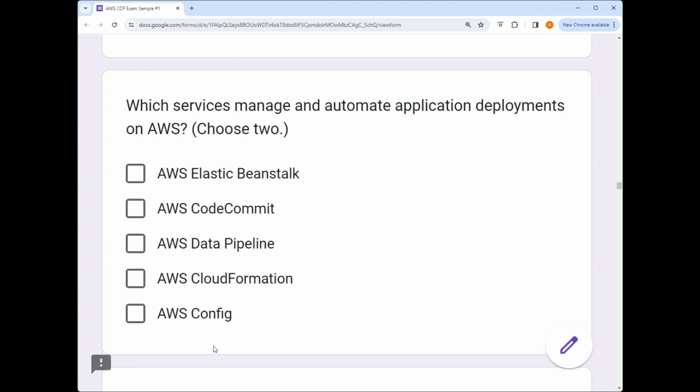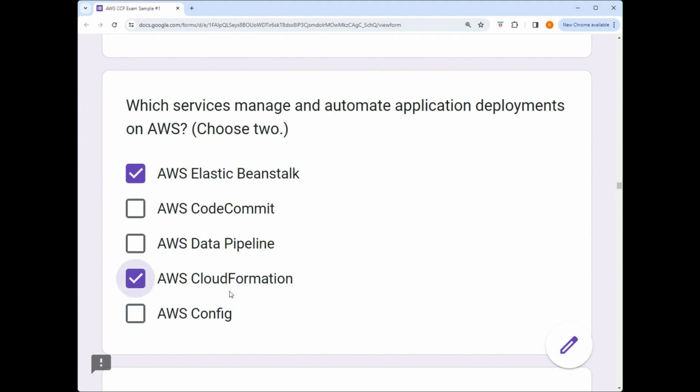Which services manage and automate application deployments on AWS? Choose 2. AWS Elastic Beanstalk. AWS CodeCommit. AWS Data Pipeline. AWS CloudFormation. AWS Config. Correct answer. AWS Elastic Beanstalk. AWS CloudFormation.